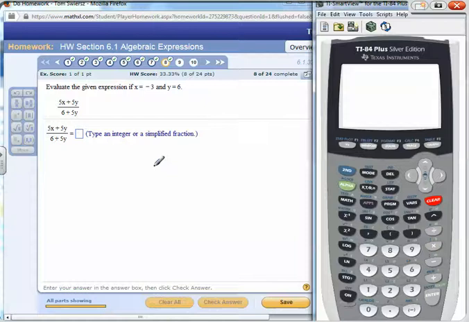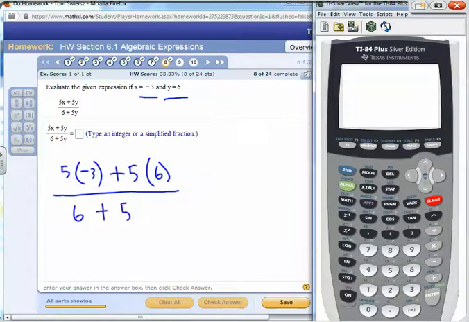So again, x is negative 3, y is 6. So 5 times x, we'll put in a negative 3 for x, plus 5 times y, which is 6. Then 6 plus 5, and y is 6. So in the numerator, 5 times negative 3 is negative 15. 5 times 6 is 30.